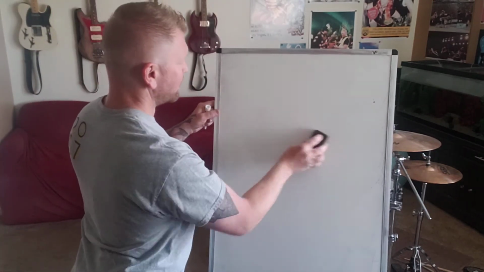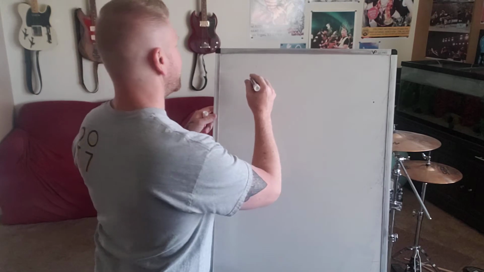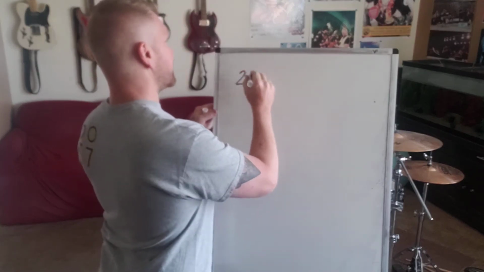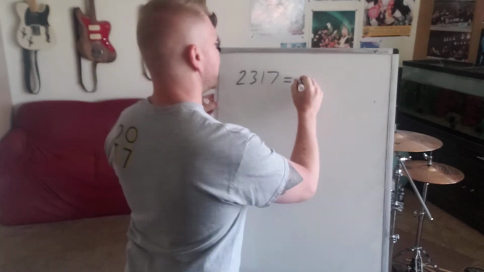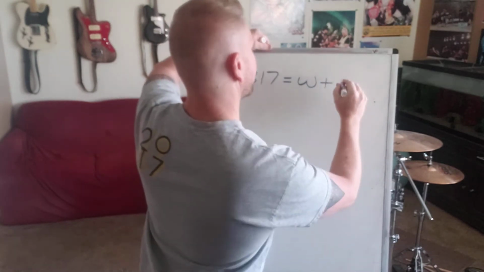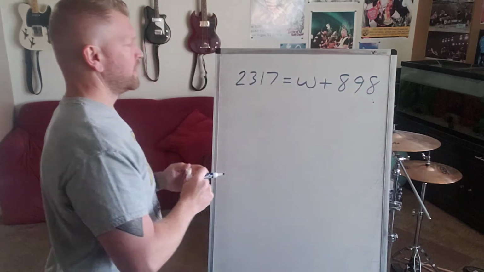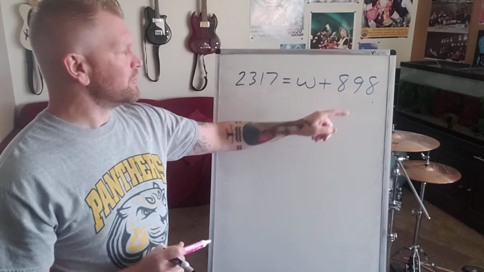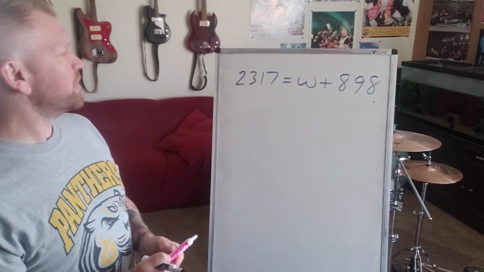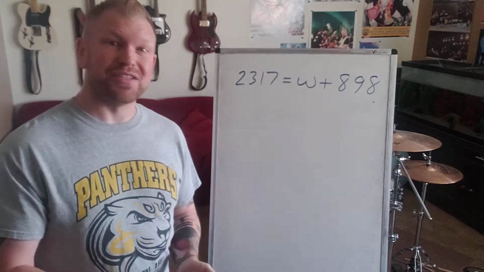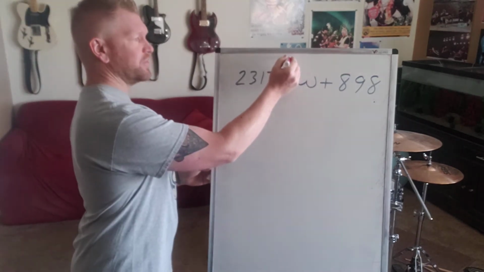Okay, next example. This one, maybe not as obvious. Let's say it's 2,317 equals W plus 898. Okay, so what number can you add to 898, and the answer is 2,317? Again, not as obvious as the last one, but we still solve it the same way.